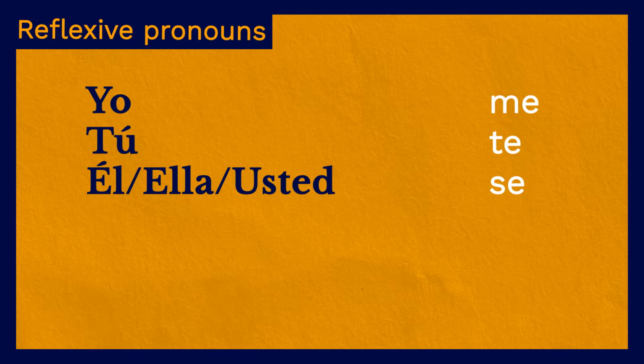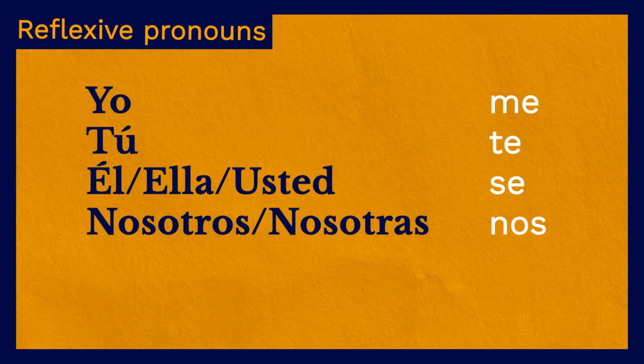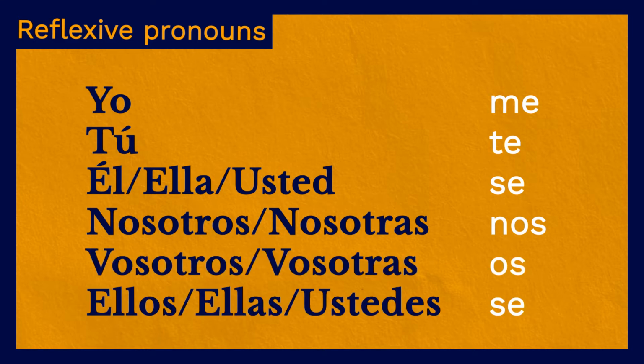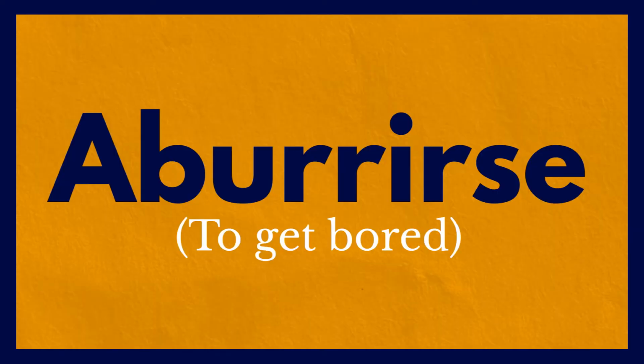In this video, I want to show you other reflexive verbs so you can expand your vocabulary and sound more natural in Spanish conversations. But before I show you those verbs, I'm going to teach you how to conjugate reflexive verbs. To do so, we need to use reflexive pronouns, and they go like this with every person. Yo, me, tú, te, él, ella o usted, se, nosotros o nosotras, nos, vosotros o vosotras, os, ellos, ellas o ustedes, se.